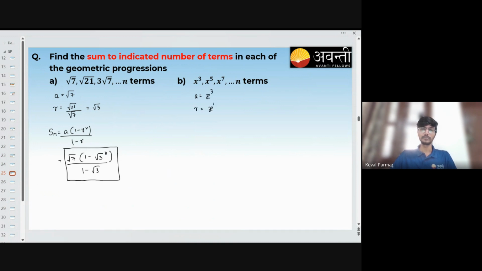R is x raised to 5 upon x raised to 3, which equals x square. So let's write the Sn formula again. It is A into 1 minus R to the power n upon 1 minus R. That means x cube into 1 minus x square raised to the power n, that means x raised to 2n upon 1 minus x square. This is my answer. Simple.